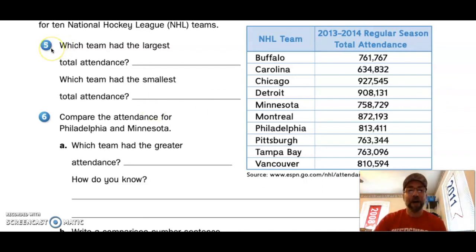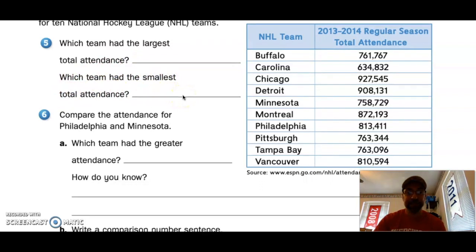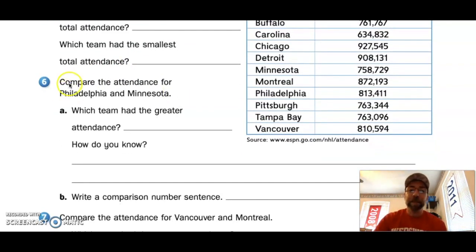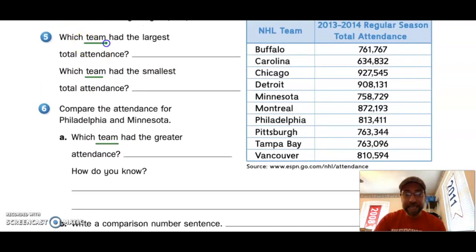Let's look at number 5. Which team had the largest total attendance? Which team had the smallest total attendance? For number 6, compare the attendance for Philadelphia and Minnesota. Which team had the greater attendance? So for this one, we're writing the name of the team. Which team? So we're writing a word there.